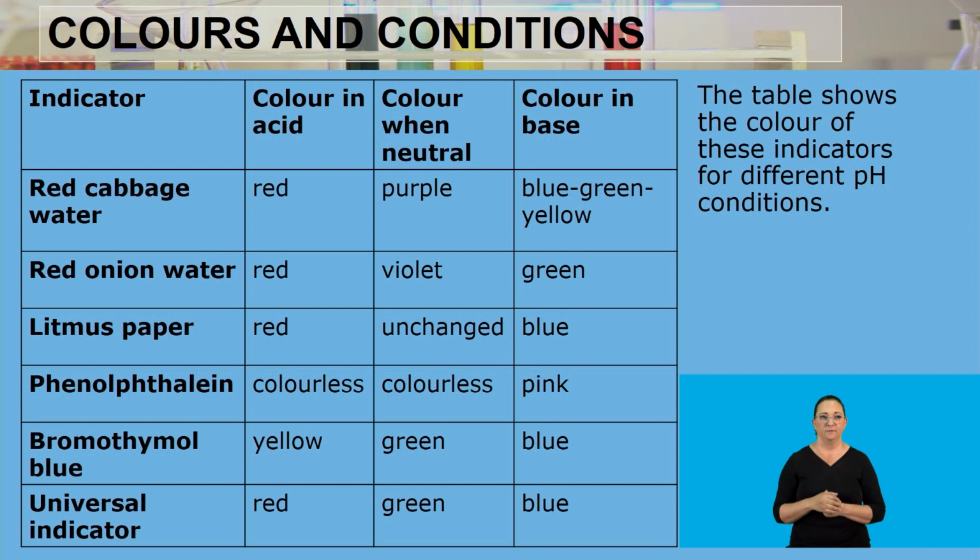For instance, litmus paper, we know. If it's in an acid, it will be red. If it's in a neutral substance, it will remain unchanged. But if it's in a base, it is going to turn blue, from red to blue. And then this one will turn from blue to red. So we can see all the other indicators, how they change color depending on the substance that they are trying to test, either an acid or a base and even a neutral substance.